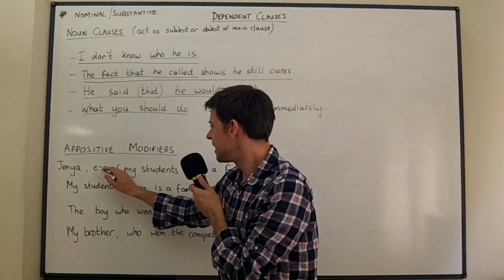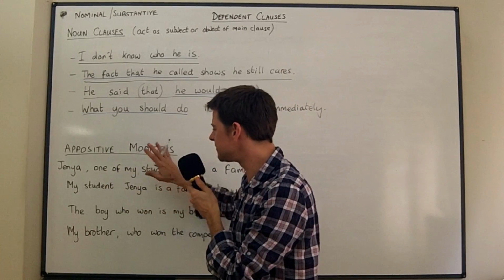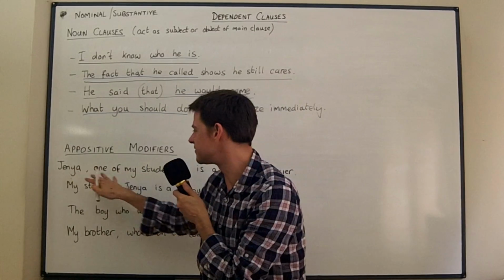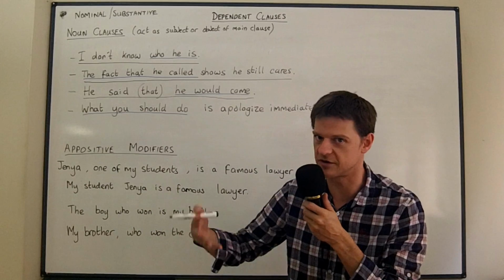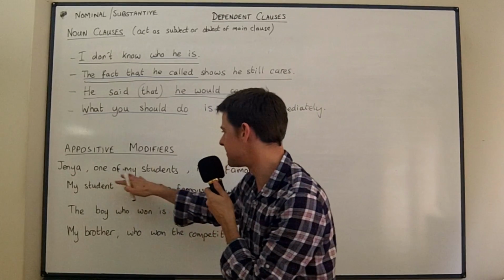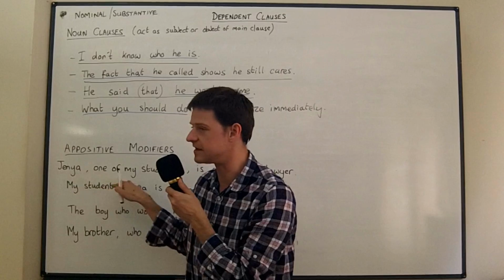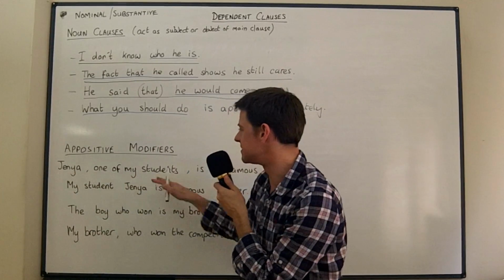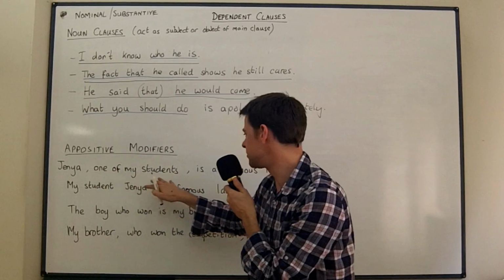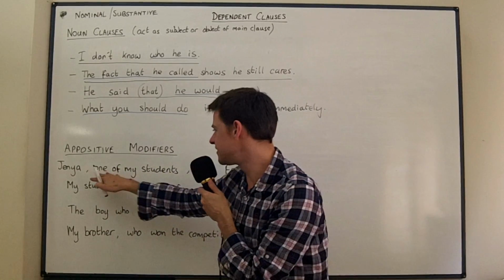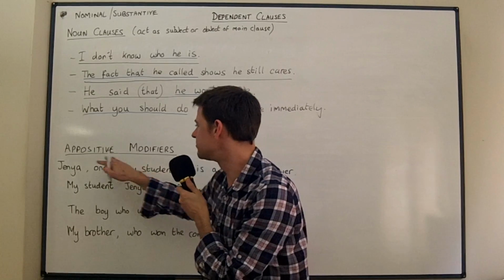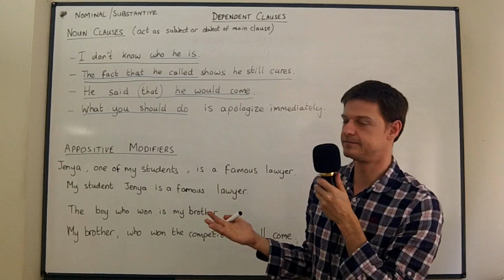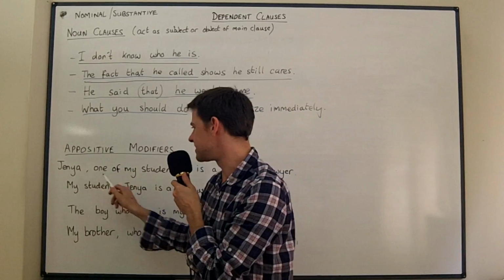But this, an appositive modifier, is any modifier where we have a noun and then we have a repetition of the same noun but a different description of that noun. So Zhenya is the same as one of my students. They're both referring to the same person, but they're both naming them together. So Zhenya, one of my students, is a famous lawyer. This is the appositive modifier, and it's modifying Zhenya, but it's non-essential information, and that's why it's separated by commas.